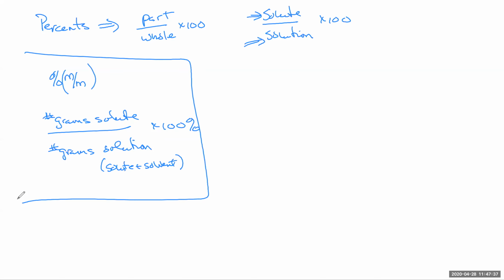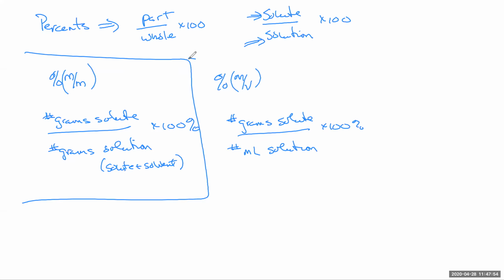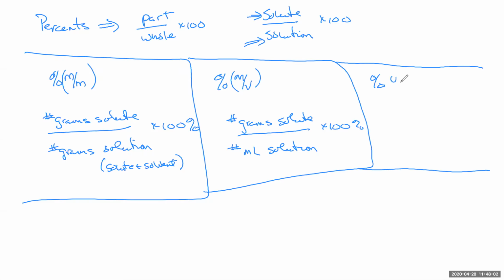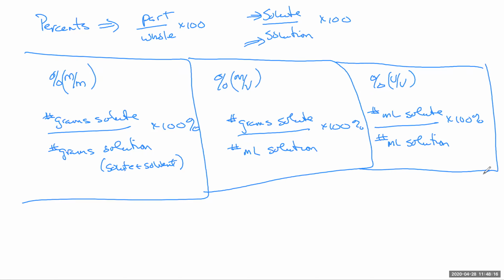But there's other common percent ones that you'll see also. There's percent mass to volume, in which case you take the number of grams of solute and you divide it by the number of milliliters of solution times 100. So this one is very common to see, although your textbook doesn't do it. And the third one I wanted to talk about is percent volume to volume. This is the number of milliliters of solute divided by the number of milliliters of solution times 100%. So all three of these formulas are common to see.